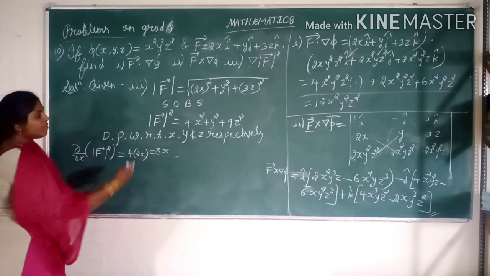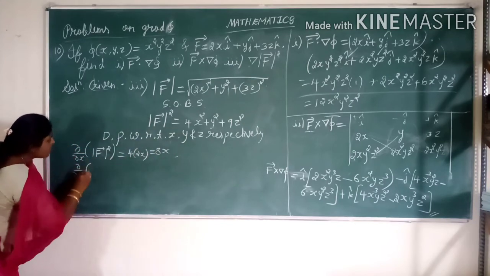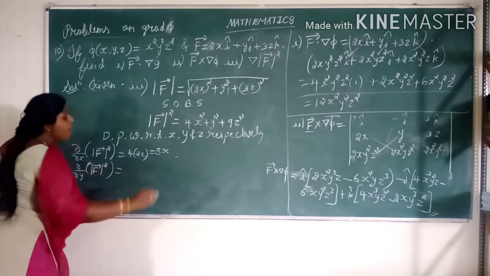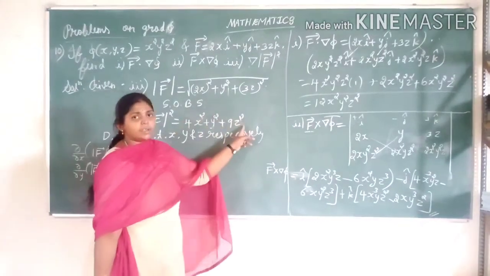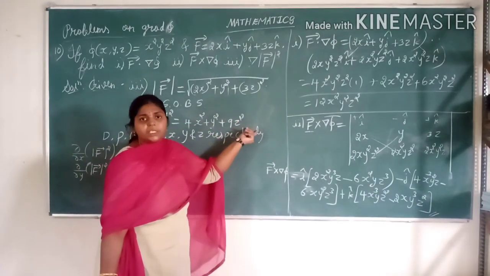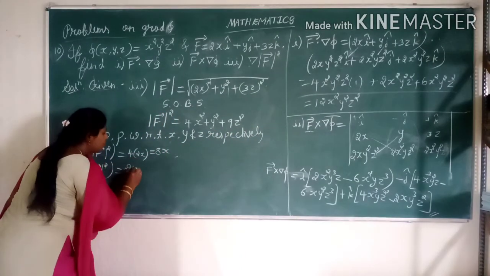Similarly, differentiate this function partially with respect to y. We get the dou by dou y of the what? Modulus of vector f whole square. While differentiating partially with respect to y, you take the x and z as constant. This is the 0 and this is the 0. Because the differentiation of constant is always 0. Differentiation of y square is 4y.